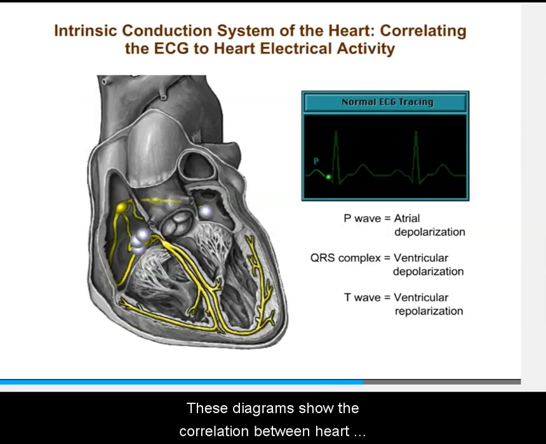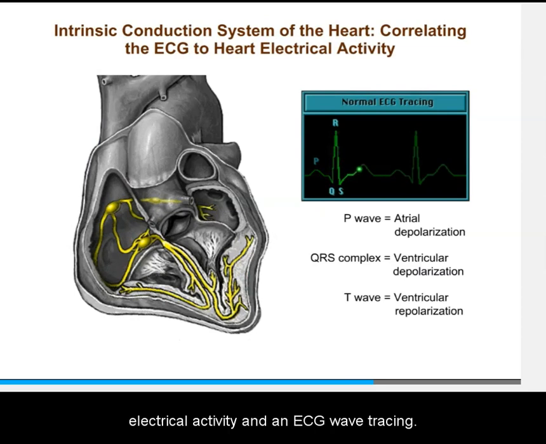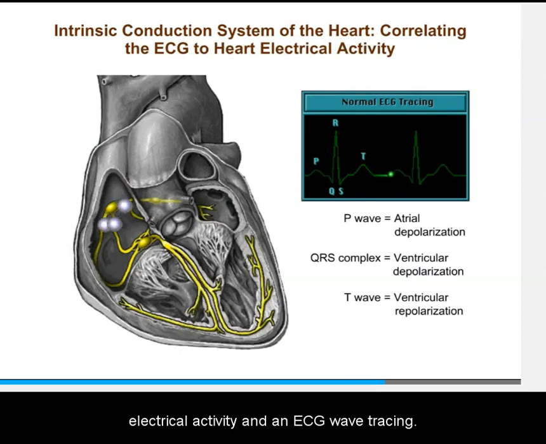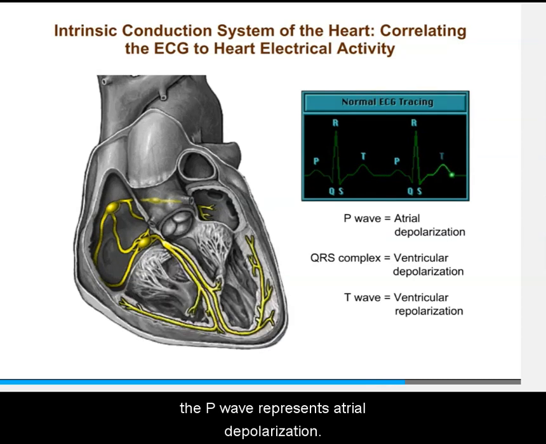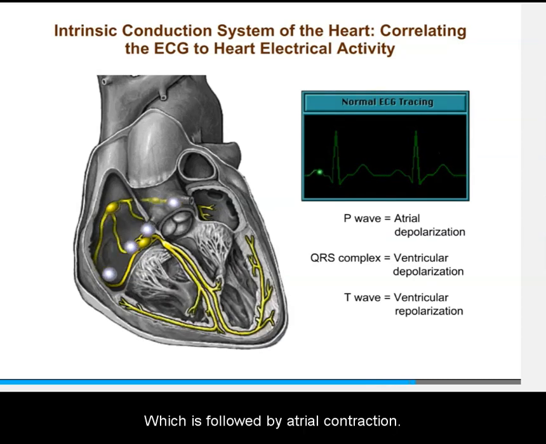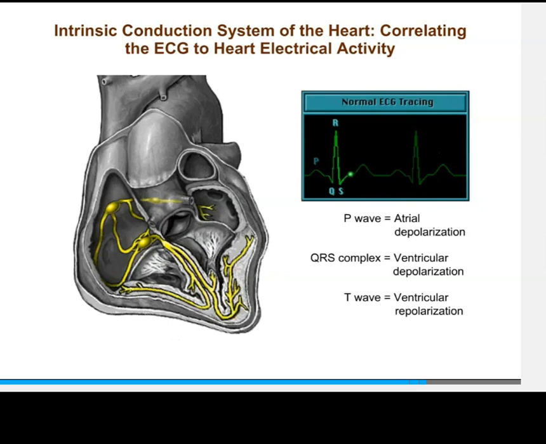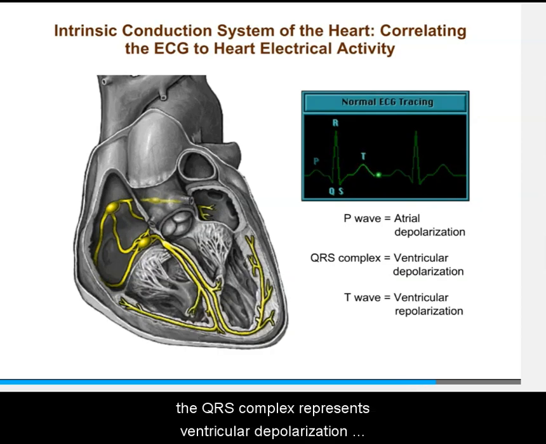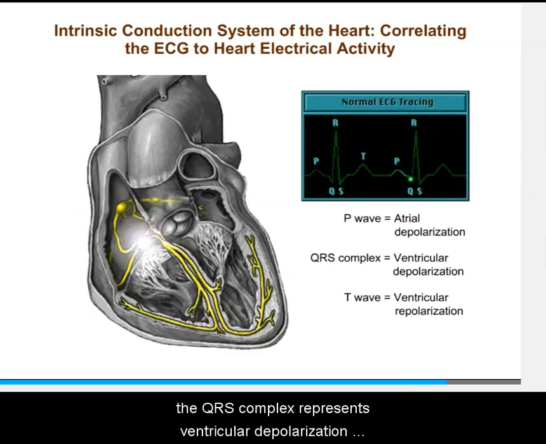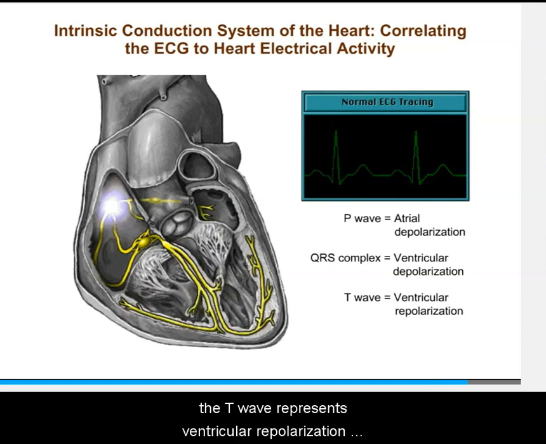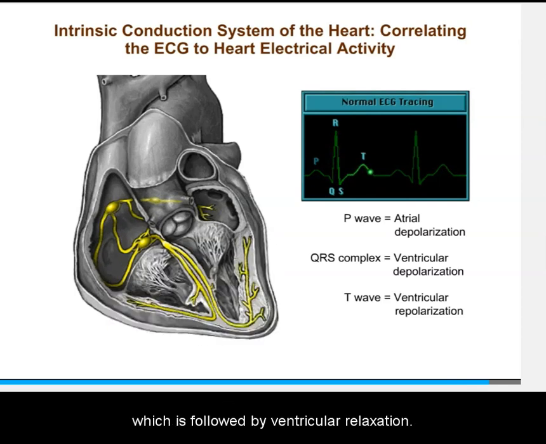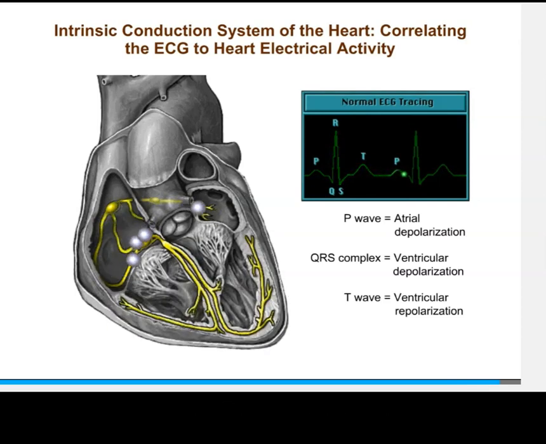These diagrams show the correlation between heart electrical activity and an ECG wave tracing. The P wave represents atrial depolarization, which is followed by atrial contraction. The QRS complex represents ventricular depolarization, which is followed by ventricular contraction, and the T wave represents ventricular repolarization, which is followed by ventricular relaxation.